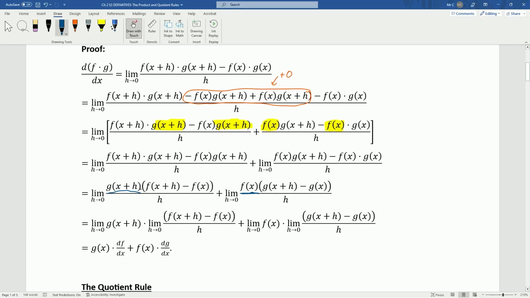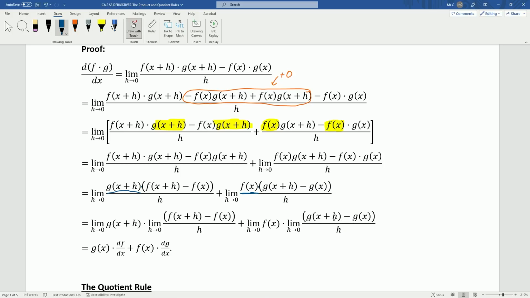And so now we can split the limit up on products. So remember, limits can be just split up on products. That's not the case for derivatives, which is what we're proving now. But we split up each of these individual limits: the limit of g of x plus h times the limit of f of x plus h minus f of x over h, plus the limit as h goes to 0 of f of x times the limit as h goes to 0 of g of x plus h minus g of x over h.